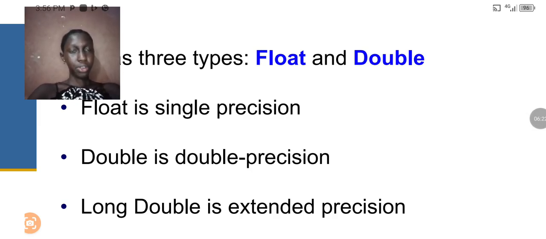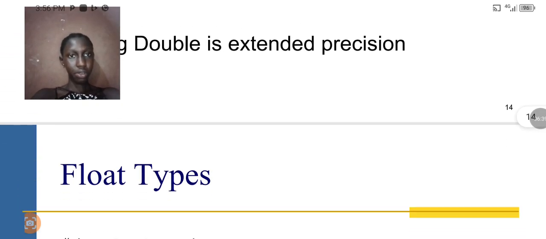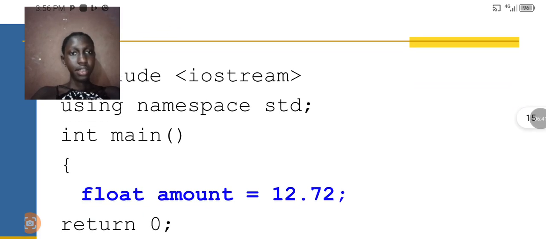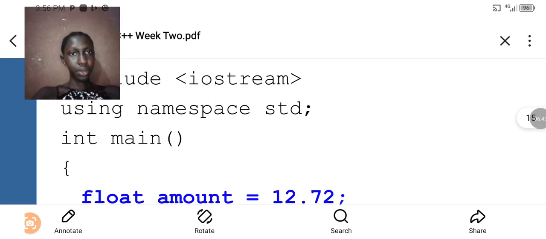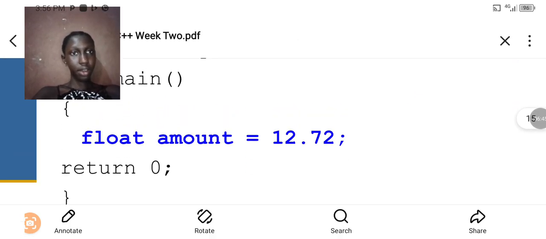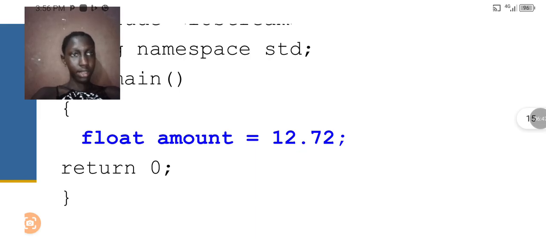Double is a double precision. So the single precision threshold is the number of decimal places it takes, 6 or 7. For the double it is 15, and the long double is an extended precision. So this is how we program a float. I will teach you more on this later in my practical session.